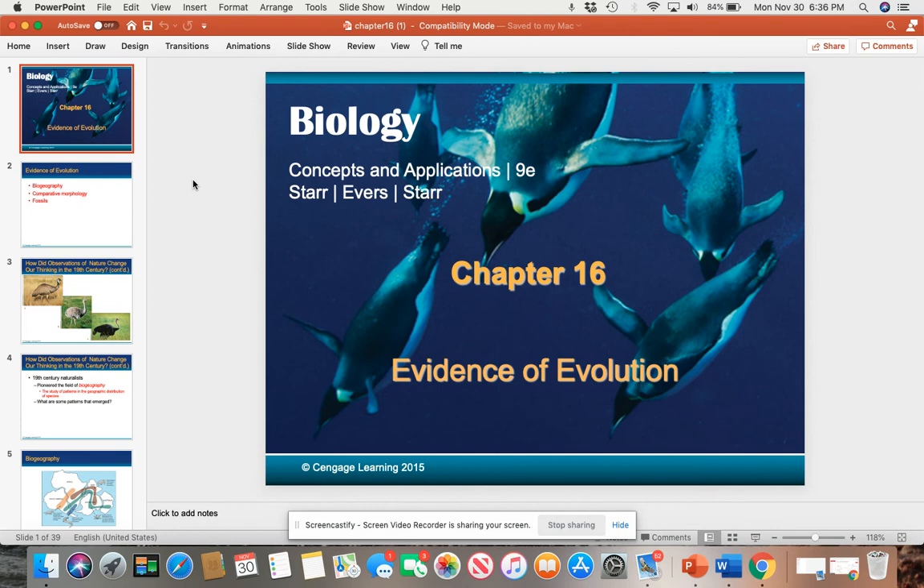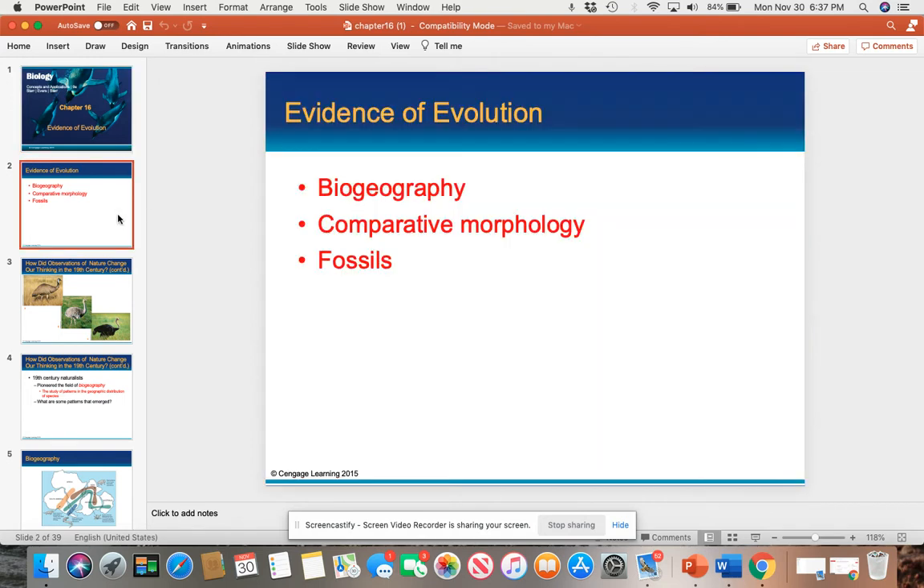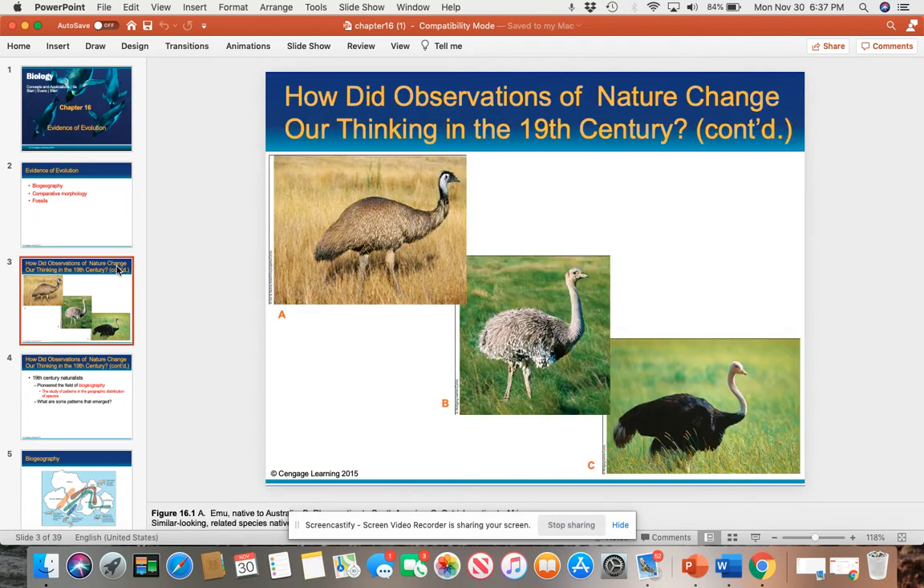Evolution is the change in the population over time. We will look at three main examples of evidence for evolution. How do species change over time? So we'll look at biogeography, comparative morphology, so we're comparing structures, and fossils, which over time are remnants of organisms.